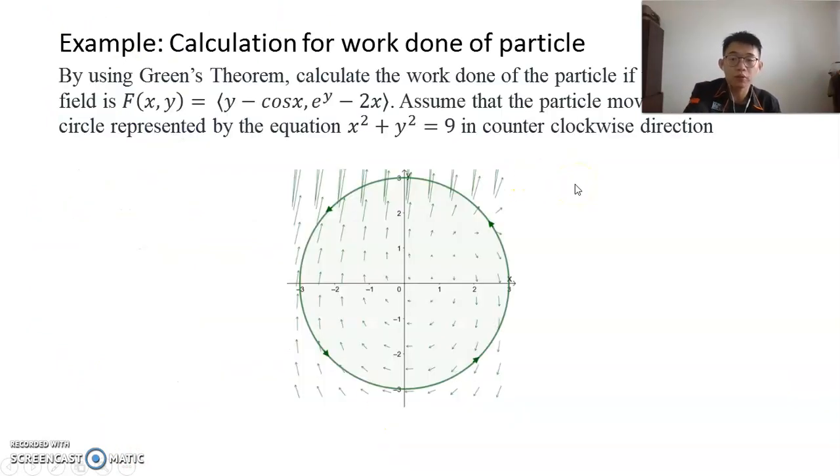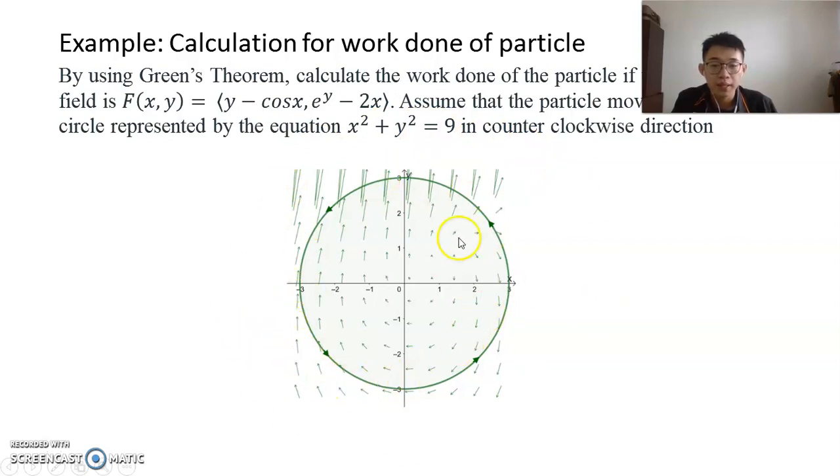So next we're going to have a look at our second example, which is the calculation of work done on a particle. The question says that by using Green's theorem, calculate the work done on the particle if the given force field is F(x,y), which is equal to (y minus cos x) in the i component and (e^y minus 2x) in the j component. Assume that the particle moves around in a circle represented by the equation x squared plus y squared equals 9 in the counterclockwise direction. Okay, so first we are going to sketch out the circle based on the equation given, as shown here in this figure.